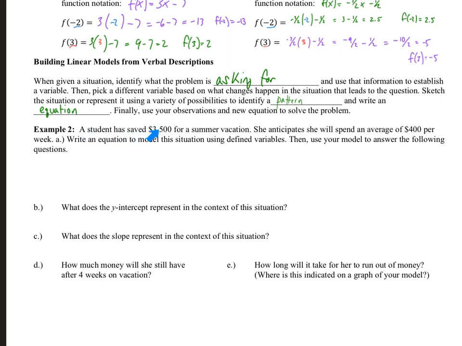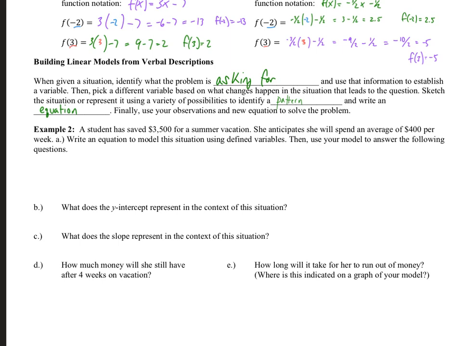So we have a student that saved $3,500 for summer vacation. She anticipates that she'll spend an average of $400 per week, I guess, on the vacation, right? Write an equation to model the situation using defined variables, then use your model to answer the following questions. Okay, so they're asking us to write an equation about this.